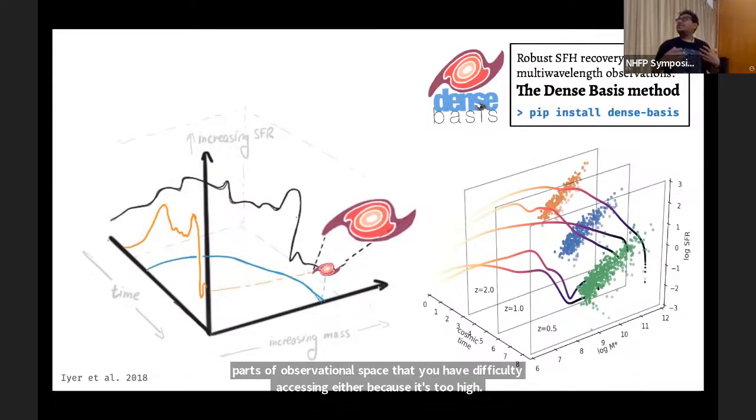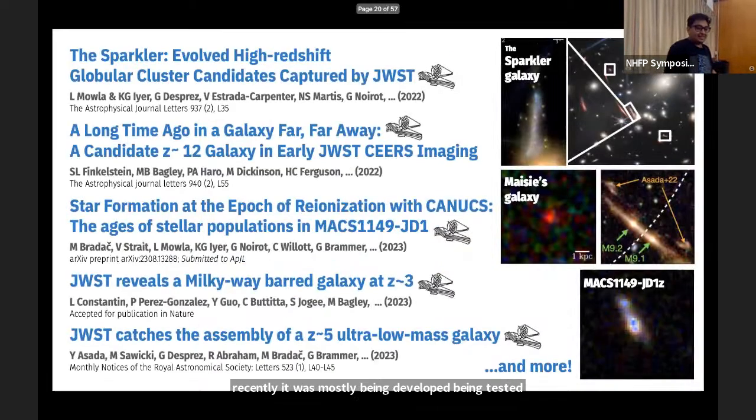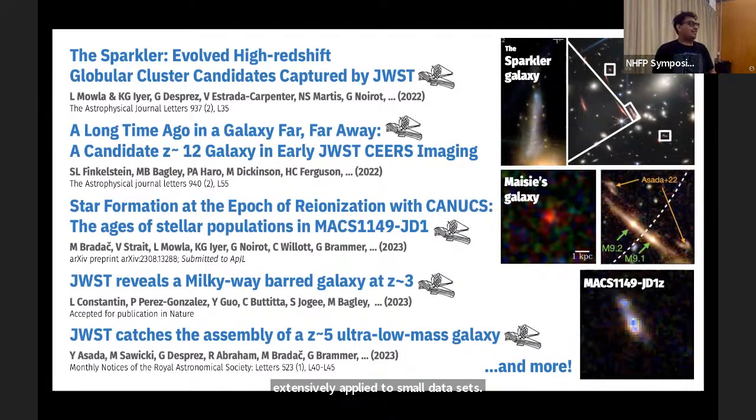So this is a tool called Dense Basis that I've been developing over the last few years. And up until recently, it was mostly being developed, being tested extensively, applied to small data sets. And then since JWST came online, there's been this profusion of really cool individual galaxies that we have been able to apply this to, sometimes for very simple things like just figuring out what the redshift and mass and star formation data are, but sometimes for really cool things.